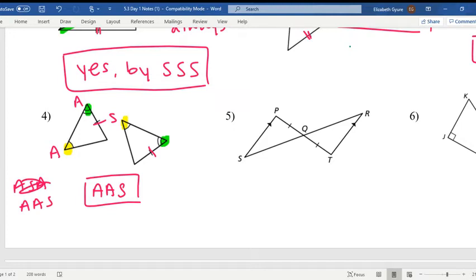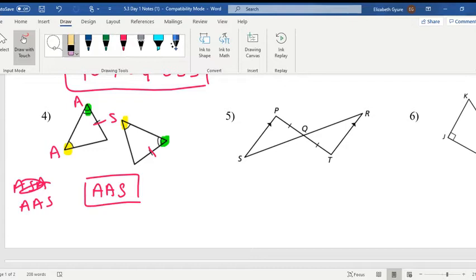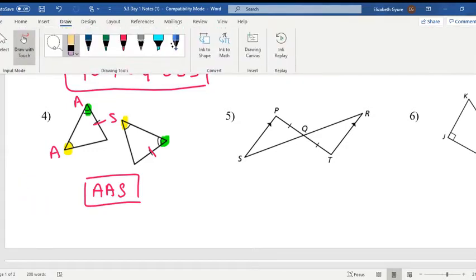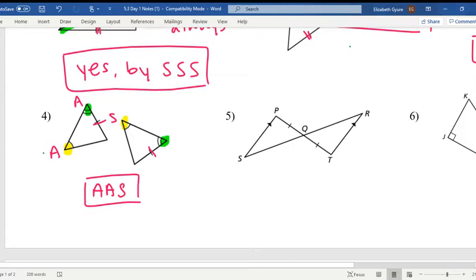The other thing to look at, guys, and one of the reasons why I really want you to put the A's and S's on your picture, is that if you pick an angle to start at and work your way around, you hit an angle, another angle, and then a side, right? So it's actually written for you in the proper order on your picture. That can sometimes be helpful.